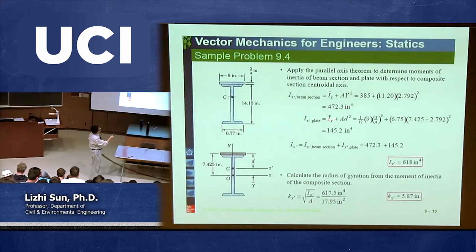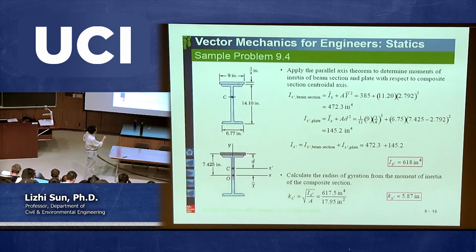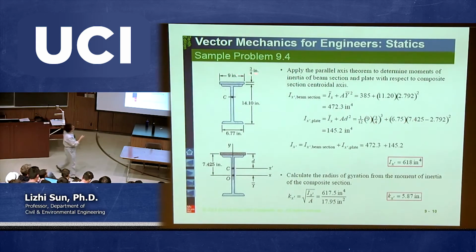Going back to this one. The local moment of inertia with respect to the local centroid of this rectangular shape is 1 over 12 B H cubed. B is 9, H is 3/4, and then cubed. This part is the local moment of inertia. Then, using the parallel axis theorem, plus A D squared. What is A? A is the area. That's easy enough, right? 9 times 3/4 is 6.75. That's A. Then what is D?